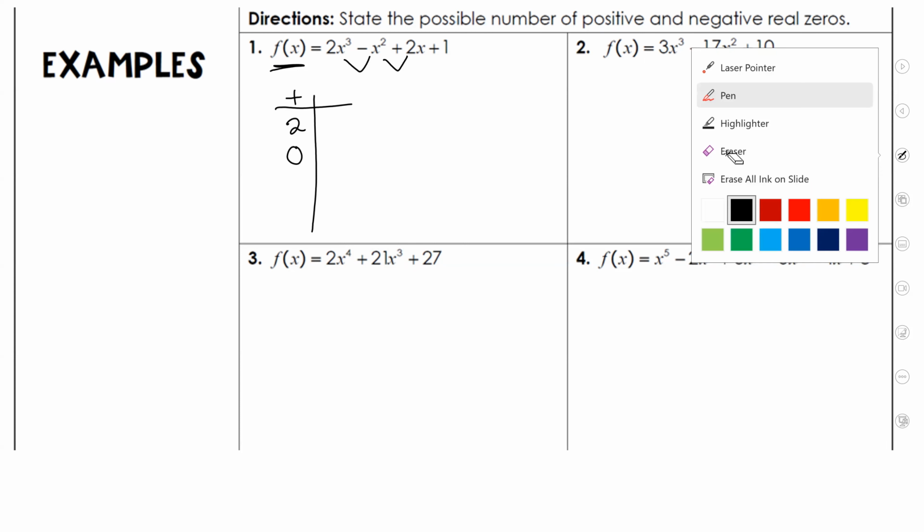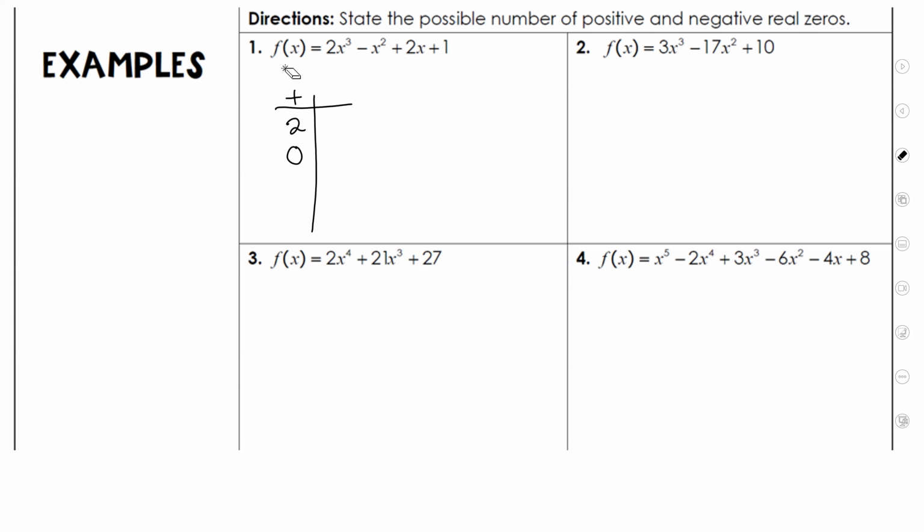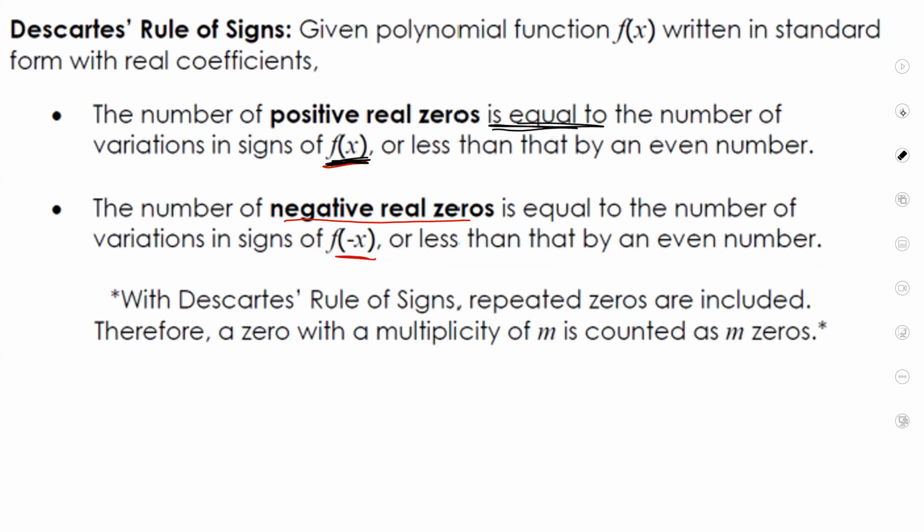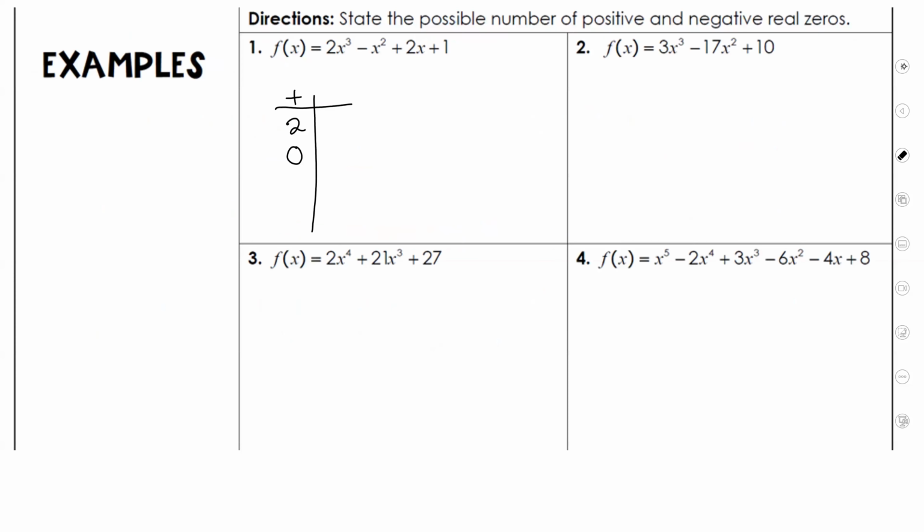Okay, now let's do the next part. Let's figure out how many negative zeros I'll possibly get. It says the number of negative zeros is equal to the number of variations in signs of f of negative x. So guys, let's look. This is my equation. I'm going to plug in a negative x and see how many variations there will be. I'm going to plug in negative x's here. Okay, I'm going to draw it over here for you.